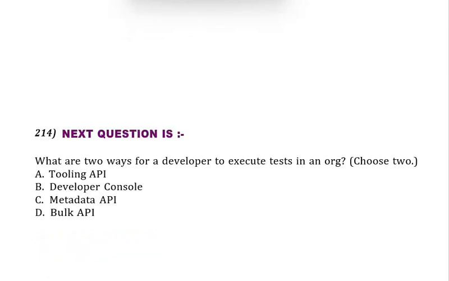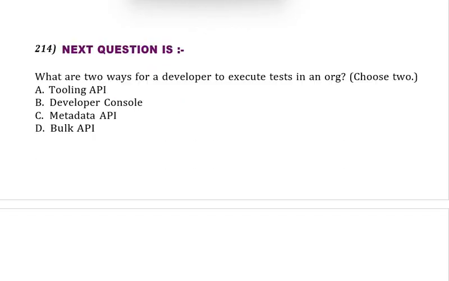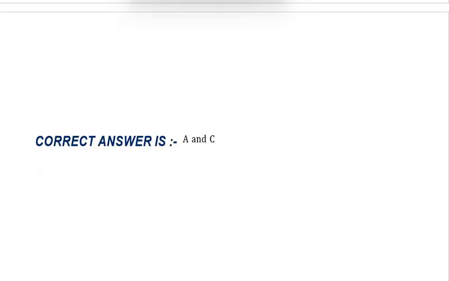Question: what are two ways for a developer to execute tests in an org? Option A, Tooling API. Option B, Developer Console. Option C, Metadata API. Option D, Bulk API. Correct answer is option A and option C.